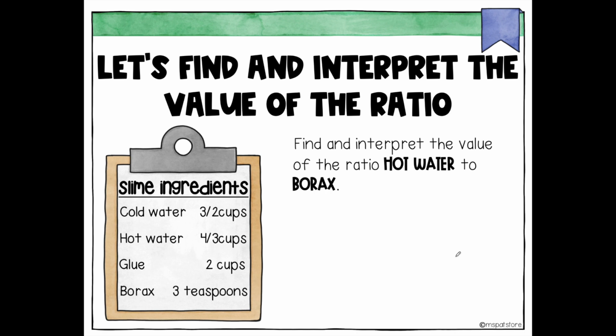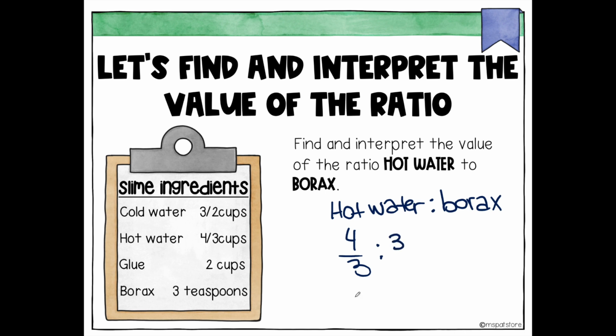Now, I would like you to pause the video and try to find and interpret the value of the ratio hot water to borax. Pause the video and try to do it by yourself. All right, so basically the ratio that they want me to know is hot water to borax. According to my ingredient list, I will need 4/3 cups of hot water and 3 teaspoons of borax. Remember, in order for you to interpret the value of this ratio, you just divide them and that's it.